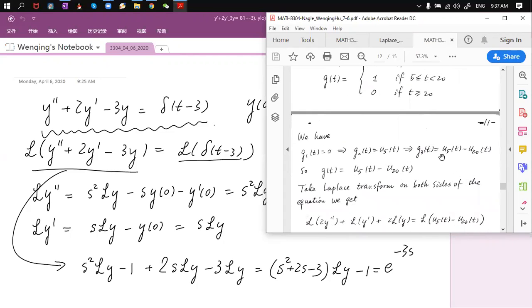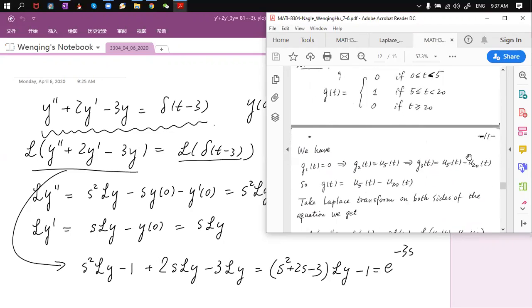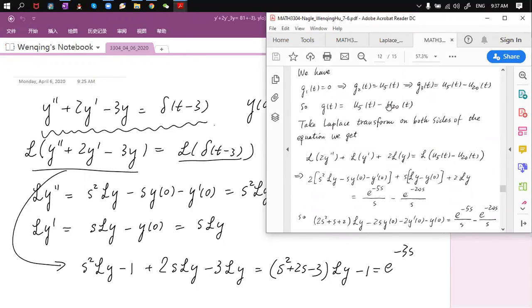So that means g of t can be written as u5 minus u20. Why? Before 5, u5 is 0 and u20 is 0, so the function is 0. From 5 to 20, u5 is 1 and u20 is 0, so that will be 1. And after 20, both of them are equal to 1, so the function is 0 again. So g of t is u5 minus u20.